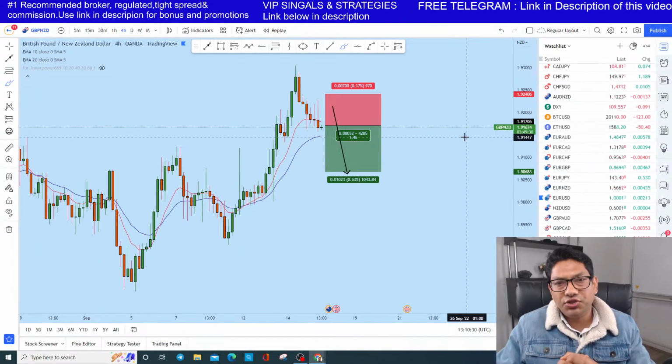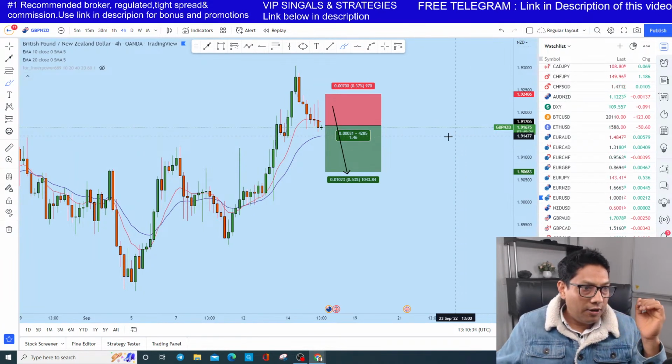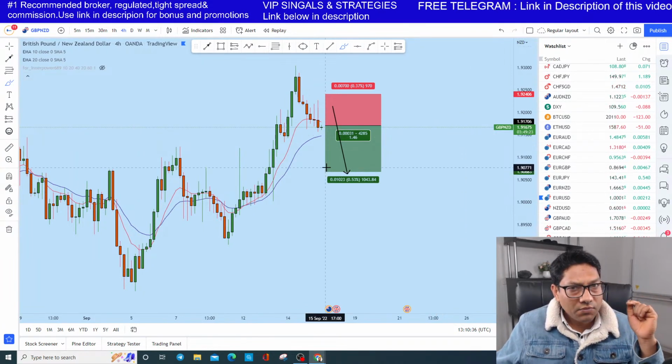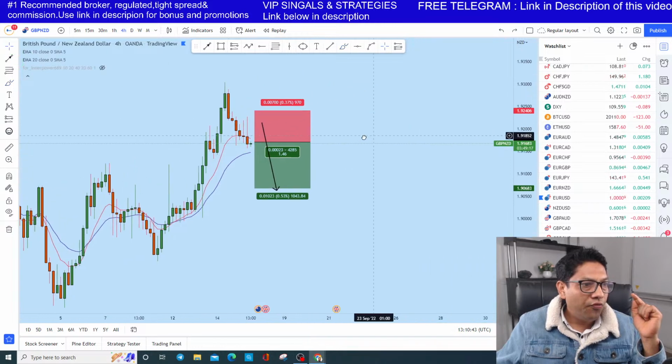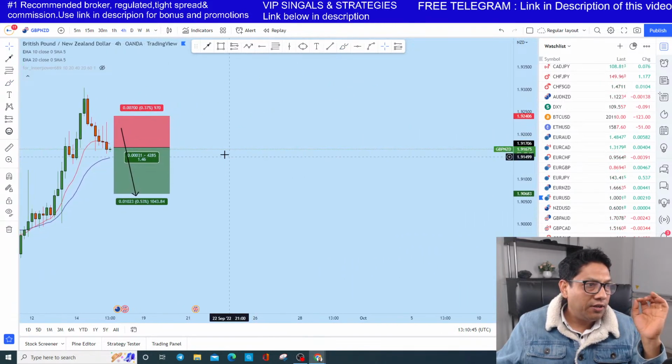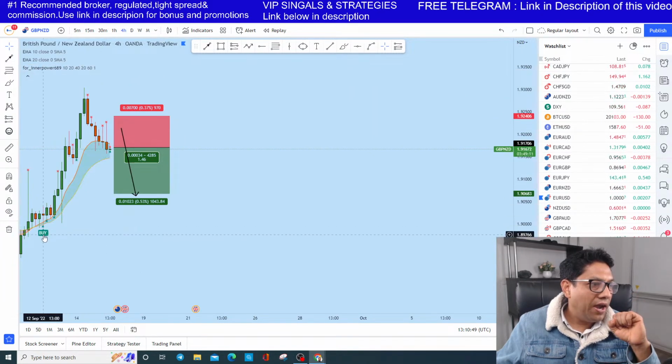If you want to learn my strategies and also trade with me, and also receive my favorite trend following indicator, let me see on GBP NZD so far what trade my trend following indicator said. It is a buy trade. Here you can see, if you buy from here, exactly you can take this move.